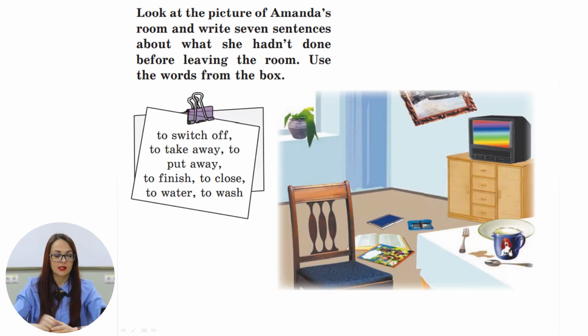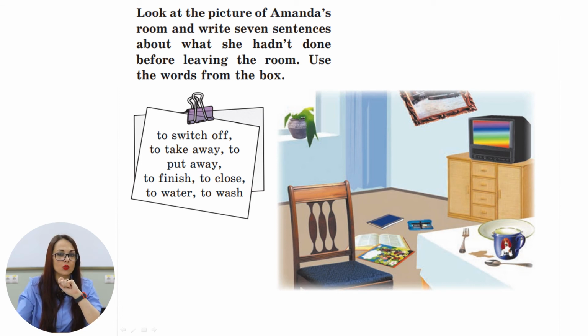In the next activity, we are going to look at the picture of Amanda's room and write 7 sentences about what she hadn't done before leaving the room. And we have to use the words from the box. We have the words to switch off, to take away, to put away, to finish, to close, to water, and to wash. But here we have the task: what she hadn't done before leaving the room.